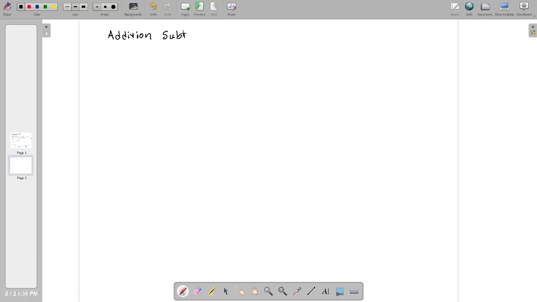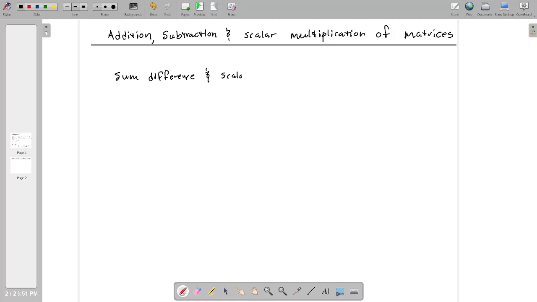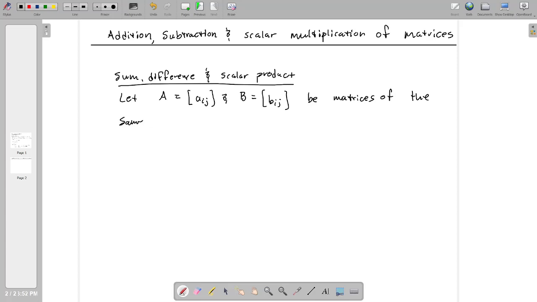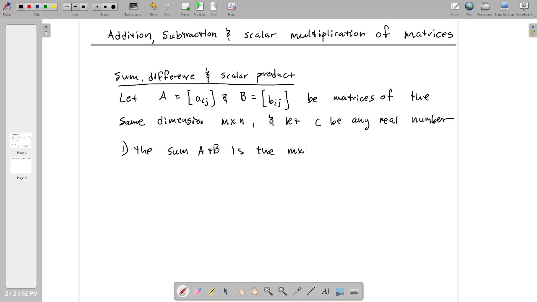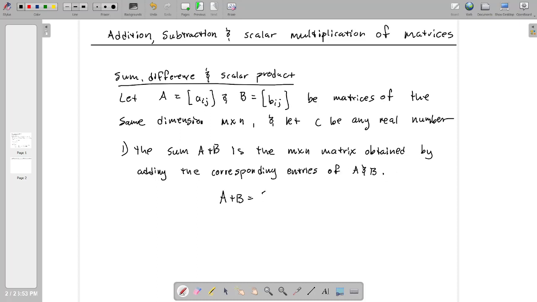All right, the next topic is going to be addition, subtraction, and scalar multiplication of matrices. Sum, difference, and scalar product. Let A equal A_ij and B equal B_ij be matrices of the same dimension m by n, and let c be any real number. 1. The sum A plus B is the m by n matrix obtained by adding the corresponding entries of A and B. A plus B equals A_ij plus B_ij.